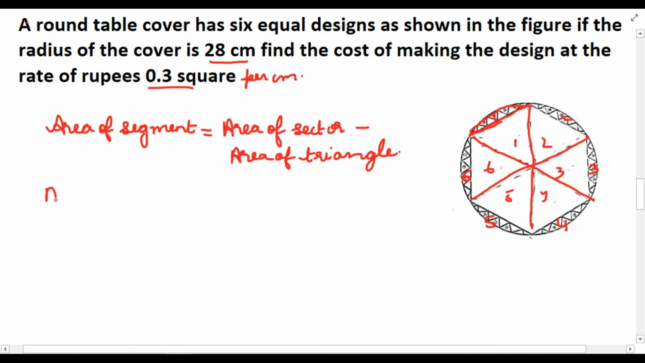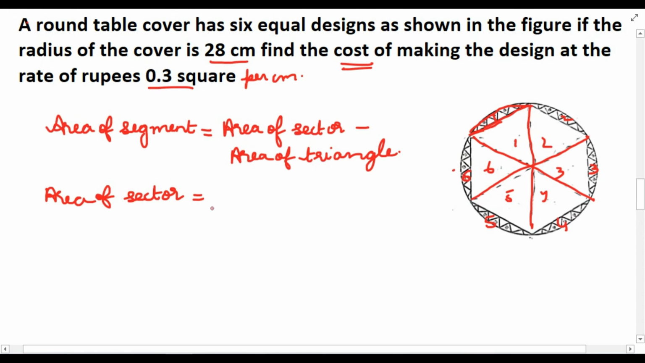So first we need to find the area of the sector, then the area of the triangle, then we will subtract, and we will get the area of one segment. Multiply that area of one segment with 6, so that we will get the area of all the 6 designs. After that, to find the cost of making the design, we need to multiply that answer with the rate.